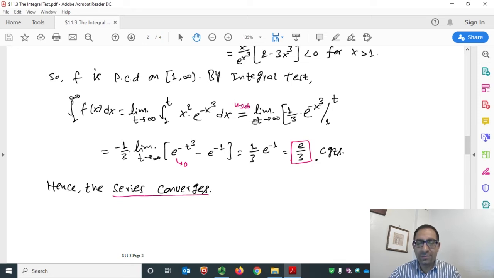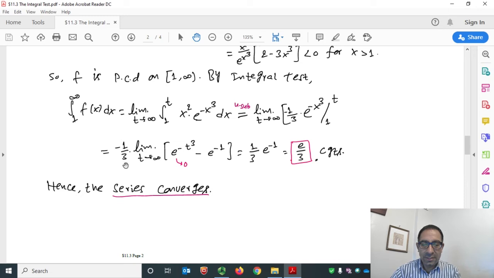Then in the next step, just take the integral of e to the power negative u, which gives you e to the power negative u over negative 1. Then we already have a 1/3 as a constant that we pull outside, so that gives me this result here, and resubstitute the variables. So our final answer for this integral is the limit as t tends to infinity of negative 1/3 times e to the power negative x cubed, evaluated from x equals 1 to t. Awesome.